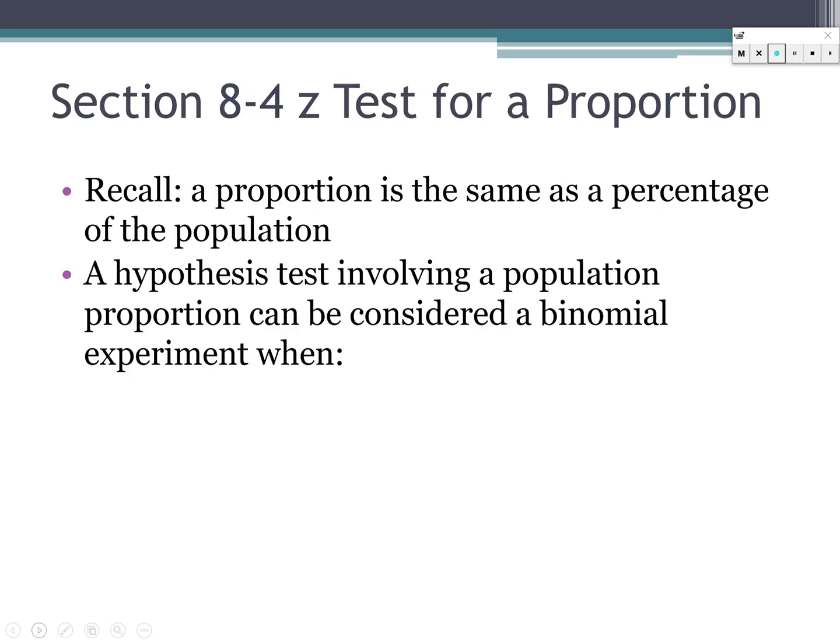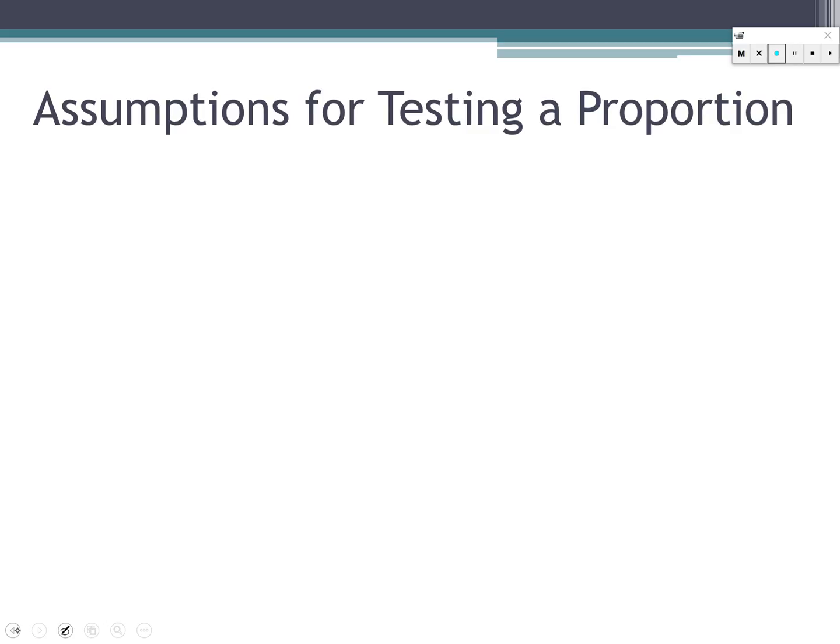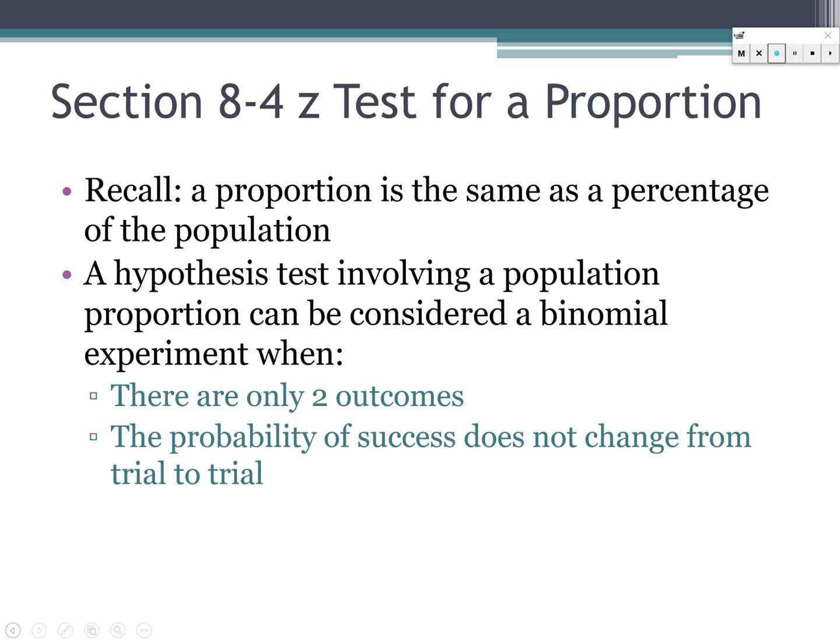Your hypothesis test involving a population proportion can also be considered a binomial experiment when, and these are just some of the same properties from our binomial experiment when we talked about those way back in chapter 4 or 5. There are only two outcomes. The probability of success does not change from trial to trial. So it's just a binomial experiment. We're not talking a full-out binomial distribution type deal yet.